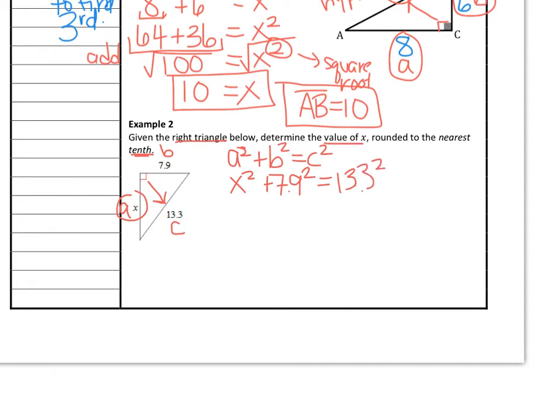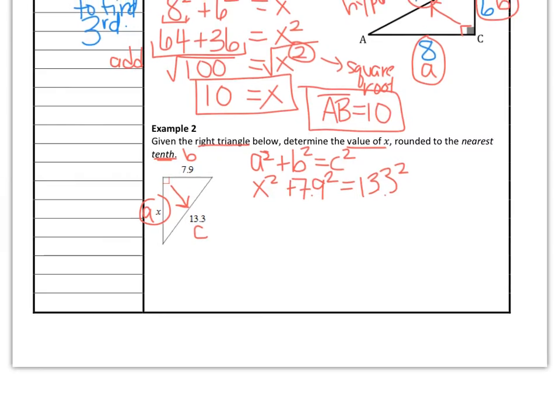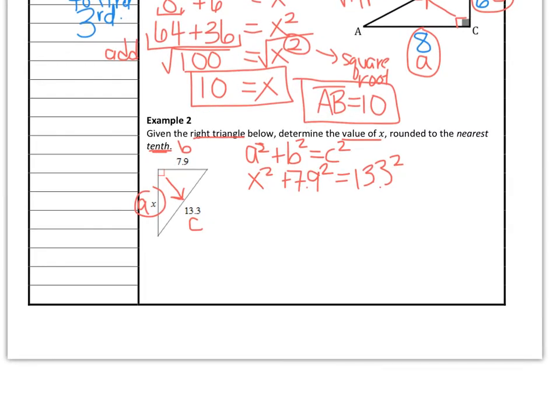Okay, so now just something to note off to the side that's pretty important is that you are not always finding the hypotenuse. So you are not always solving for C. So there's going to be a different method when you're asked to find the A or the B.